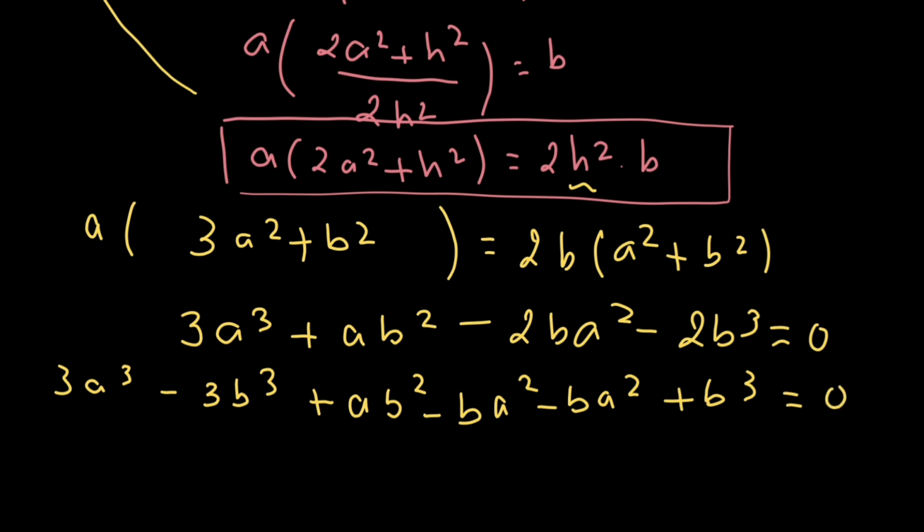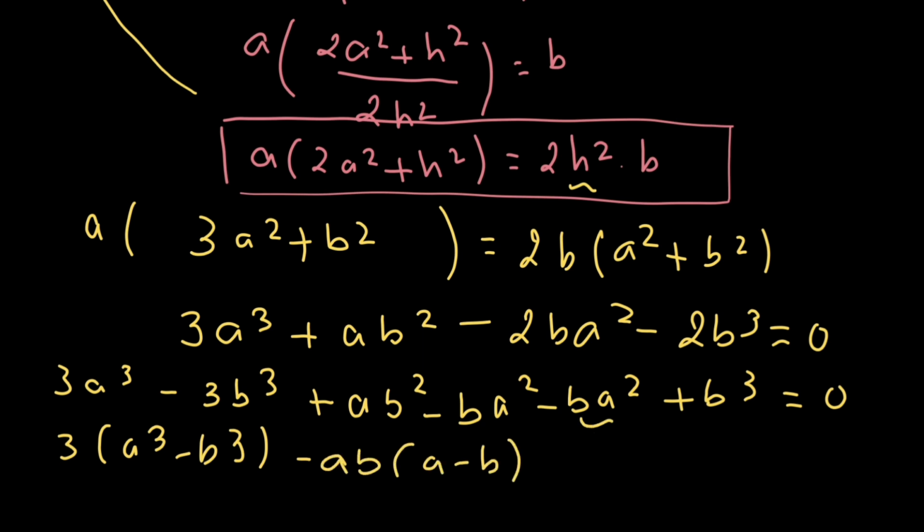This term directly splits as negative a²b, and negative 2b³ as negative 3b³ plus b³. Now from these two I can take 3 common, so inside the bracket a³ minus b³. From these two I can take negative ab common, so inside the bracket a minus b. From these two I can take negative b common, so inside the bracket a² minus b², and this thing is equal to 0.